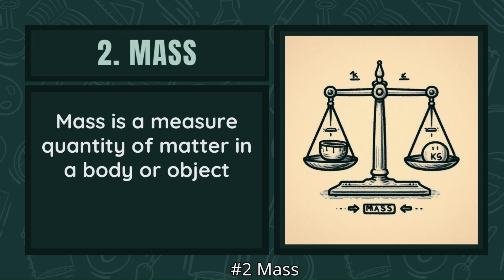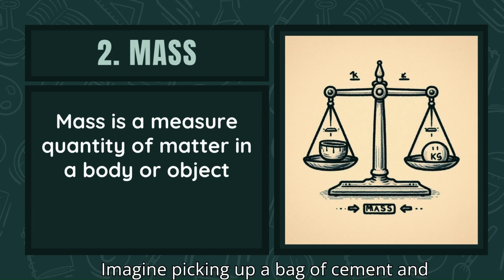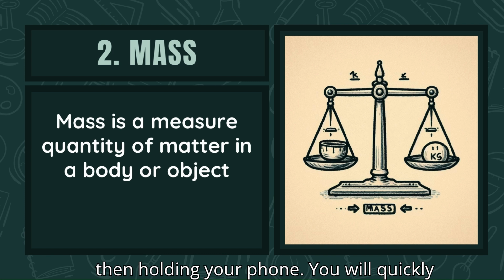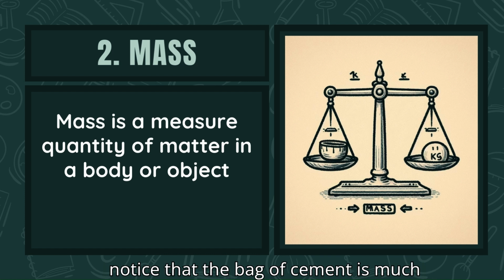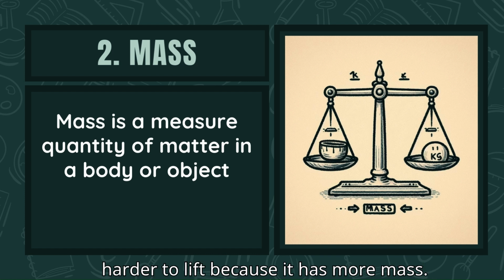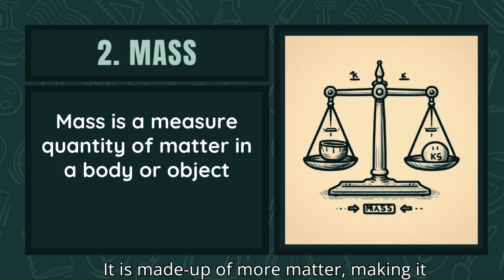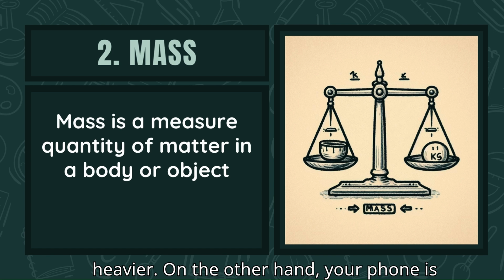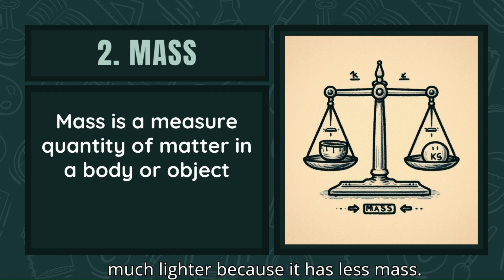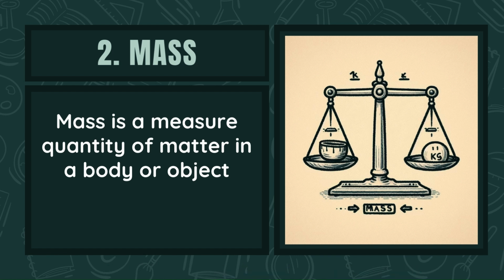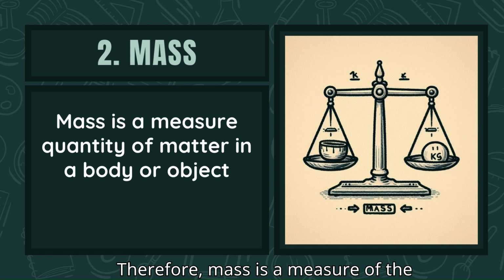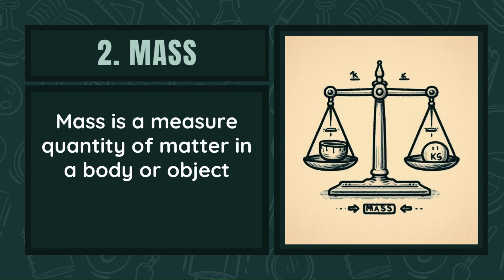Number 2, mass. Imagine picking up a bag of cement and then holding your phone. You will quickly notice that the bag of cement is much harder to lift because it has more mass. It is made up of more matter, making it heavier. On the other hand, your phone is much lighter because it has less mass. Therefore, mass is a measure of the quantity of matter in a body or object.